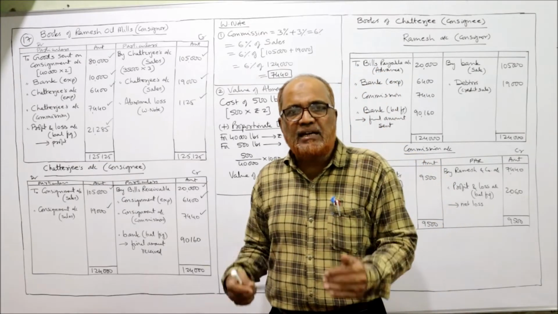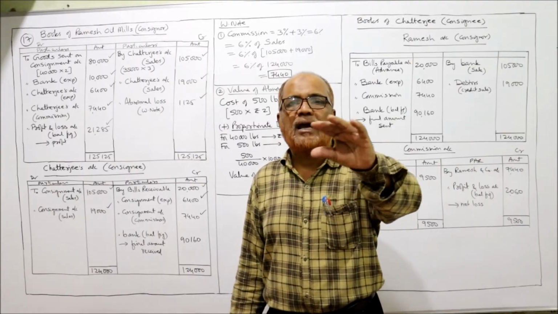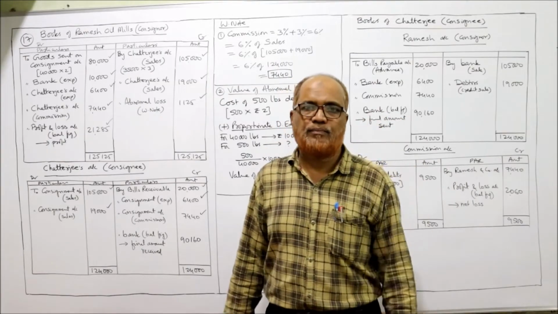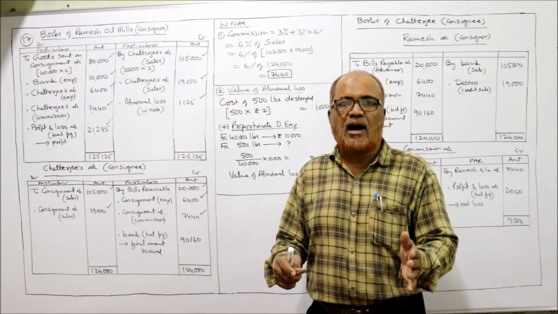So Ramesh has received the bank draft. The entry will be bank account debit to Chatterjee account. Chatterjee has settled the account.